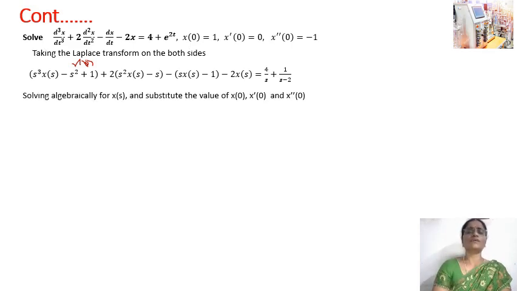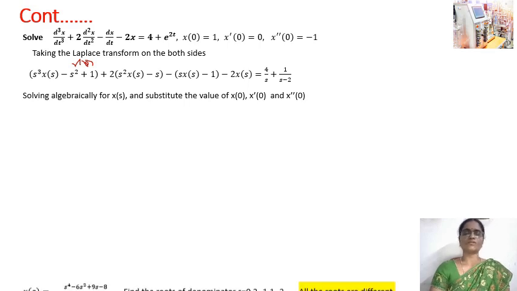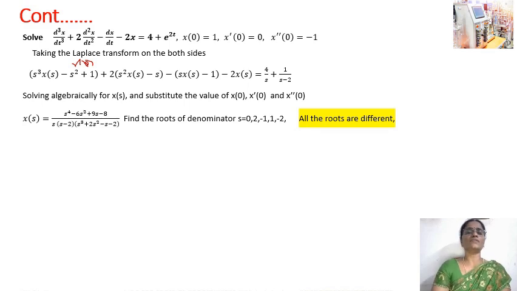Now after substituting the given conditions, what are x of 0, x dash and x double dash of 0? Okay, so now finally you take X of s commonly, then take the LCM on the right hand side. You will get the final Laplace form of the given ODE.